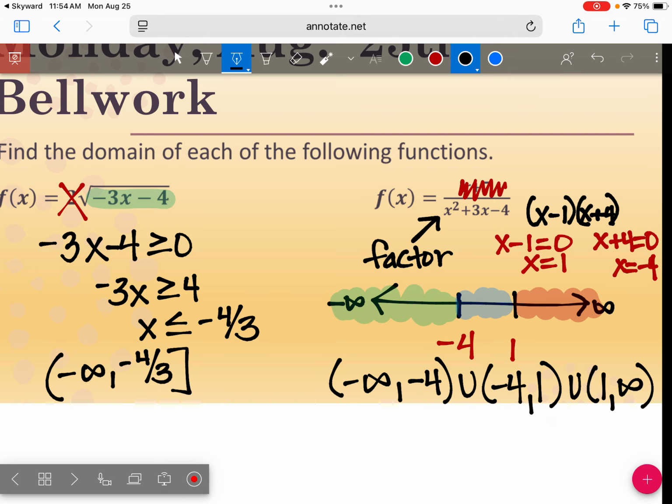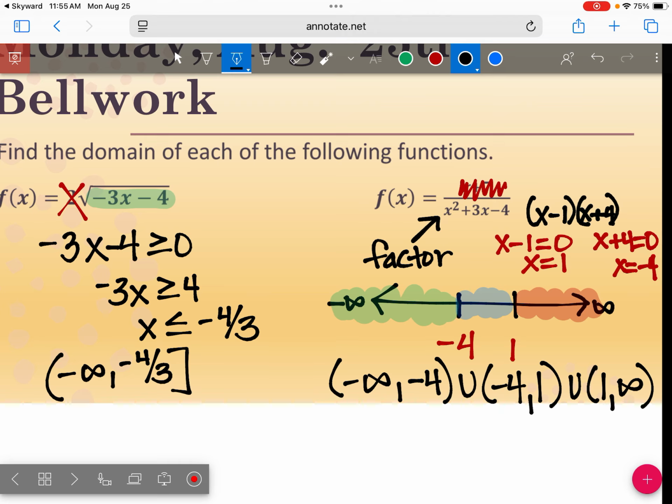And why didn't I use any brackets for the second one? Why didn't I use any brackets? Anybody know? Can you divide by 0? So that means it can't equal those numbers. You can take the square root of 0. I can use a hard bracket for a square root. But you cannot divide by 0.